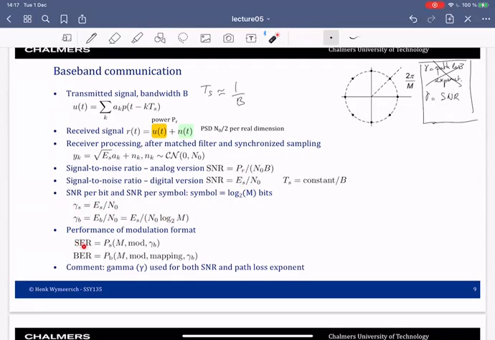With this, we can evaluate different performance metrics, such as the symbol error rate or the bit error rate. So this is the probability of making a mistake on the transmitted symbols a_k, and the bit error rate is the probability of making mistakes on the bits in these symbols. And as I mentioned, gamma is used for two things in this lecture.